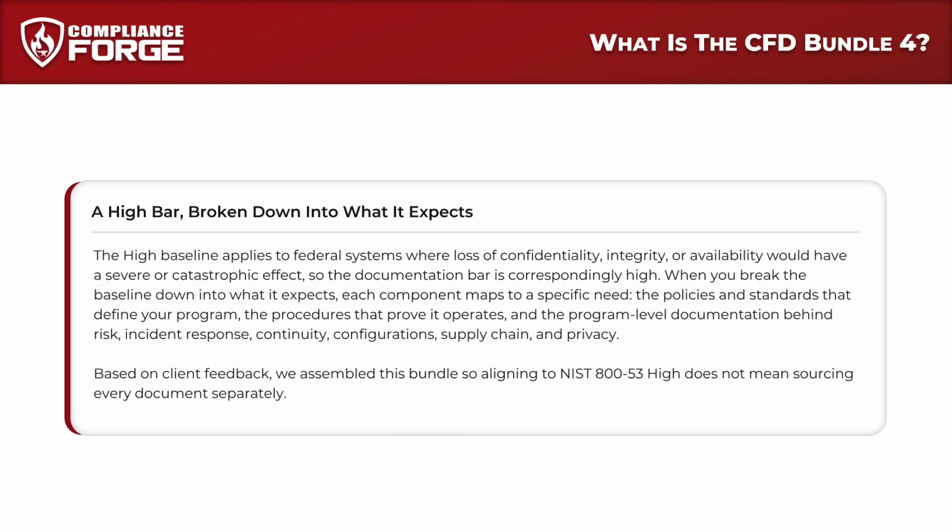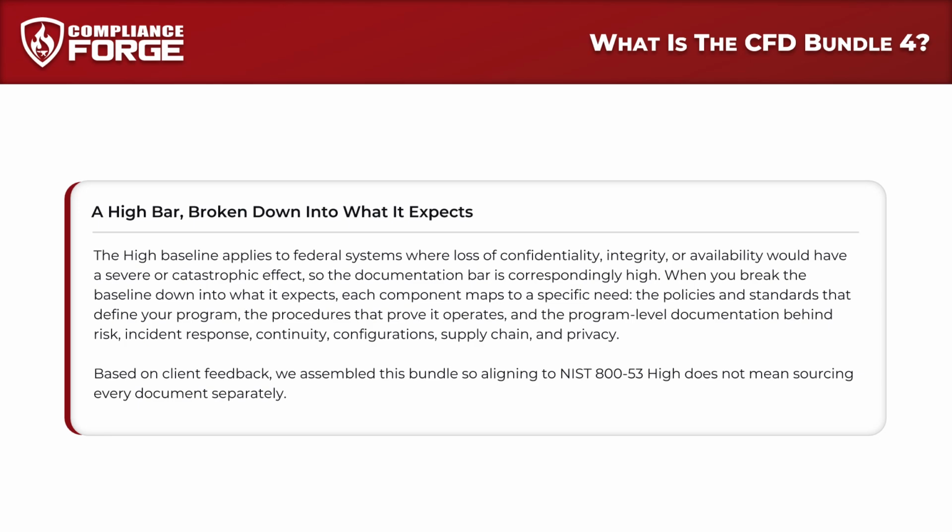The high baseline applies to federal systems where loss of confidentiality, integrity, or availability would have a severe or catastrophic effect, so the documentation bar is correspondingly high. When you break the baseline down into what it expects, each component maps to a specific need: the policies and standards that define your program, the procedures that prove it operates, and the program-level documentation behind risk, incident response, continuity, configurations, supply chain, and privacy.